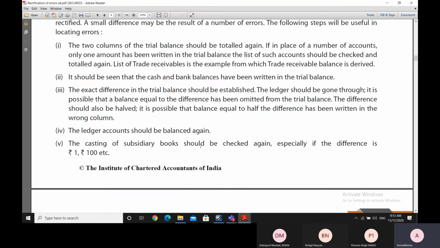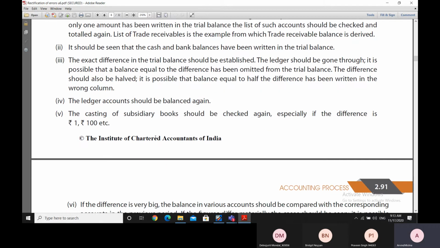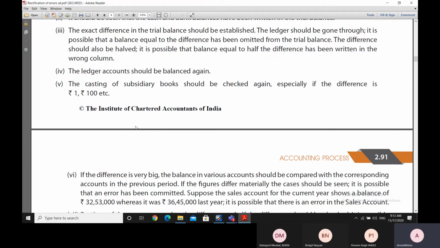The next step is that we should balance all the ledger accounts once again. I mean, we should take the totals of all the ledger accounts, take the balance, and then check whether the balancing has been done correctly. We should check the totals of the subsidiary books also again, especially if differences like ₹1 or ₹100 and things like that are there. Maybe some zero is missing somewhere.